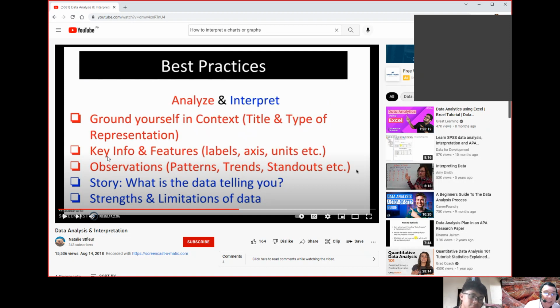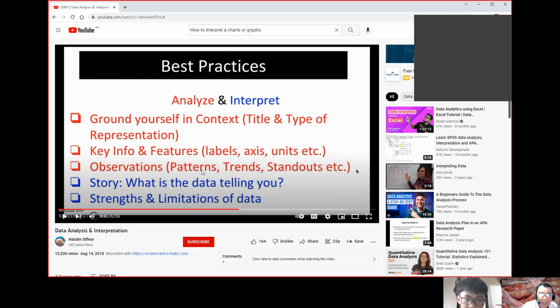And then after that, the key information and features such as the labels, the axes, the units, and so on. Later, when we go back to our PowerPoint presentation, I'm going to show you the labels, the axes, and the units. And then after that, the observation. So what are the parts of the observations here? It's the patterns, the trends, and the standouts.